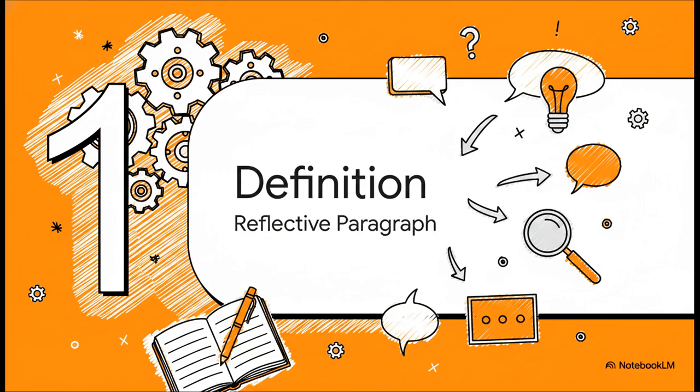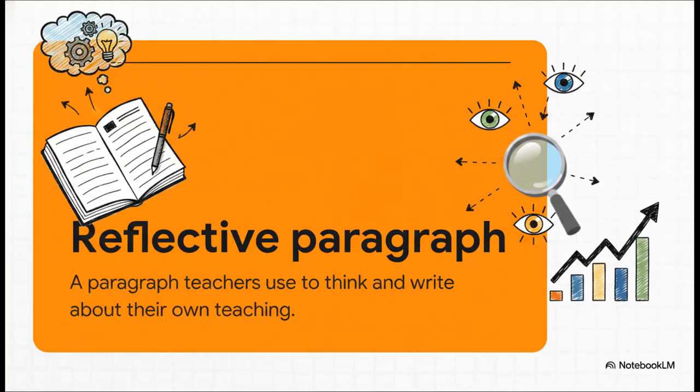Section 1, the reflective paragraph defined. So, what are we actually talking about here? Simply put, a reflective paragraph is a tool teachers use to think and write about their own teaching. I want you to really notice those two verbs, think and write. We aren't just summarizing what happened, we're engaging in a deliberate, structured practice of looking back, specifically so we can move forward. It requires stepping outside of yourself to honestly document the reality of your classroom experience.